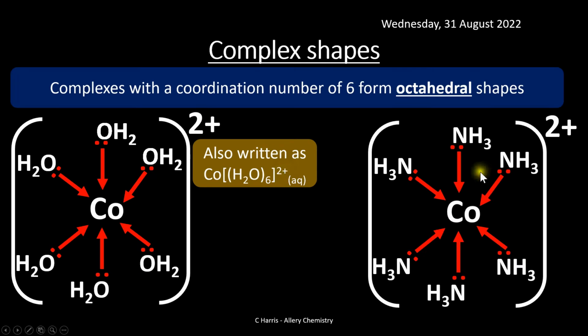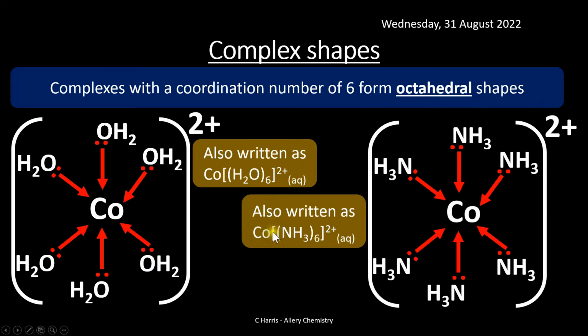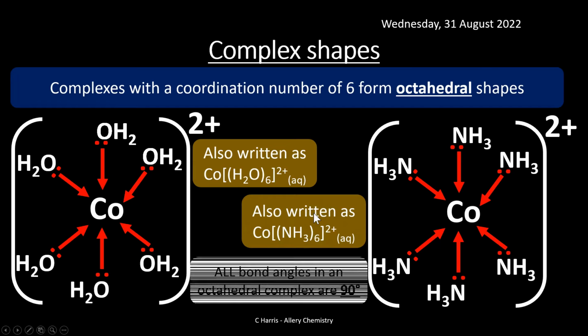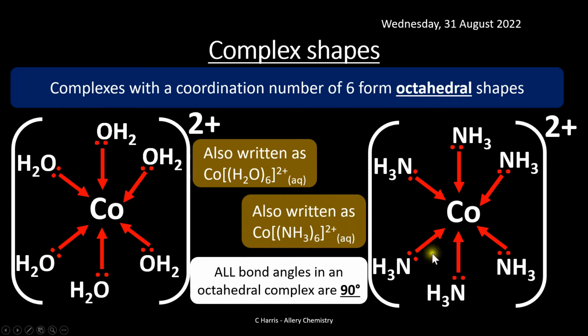So cobalt with your ammonia, you've got obviously 6 ammonia ligands going around it. Cobalt in the middle, again 2+ charge. And this can also be written as Co(NH3)6 with 2+ and aqueous, so that's how we can write them as well. So all the bond angles in anything which can fit 6 ligands around, so these are smaller ones, are all 90 degrees. Again, this is going back to the bonding topic in year 1, where the bond angles are determined by the shape of it. So this is an octahedral shape, no difference to what you've seen in year 1.